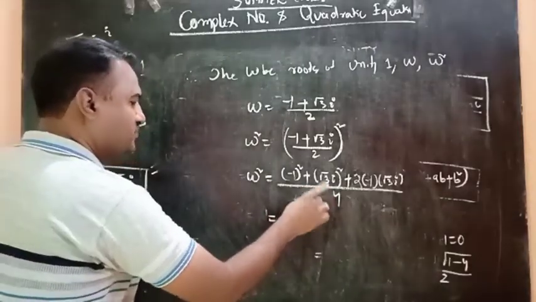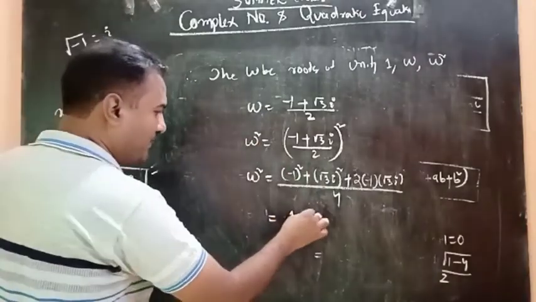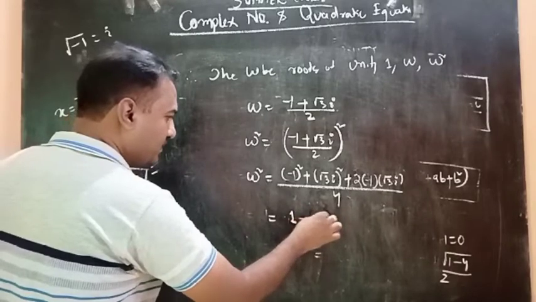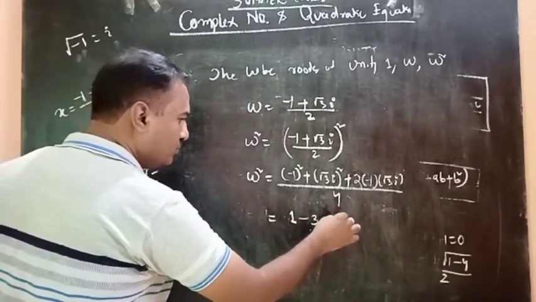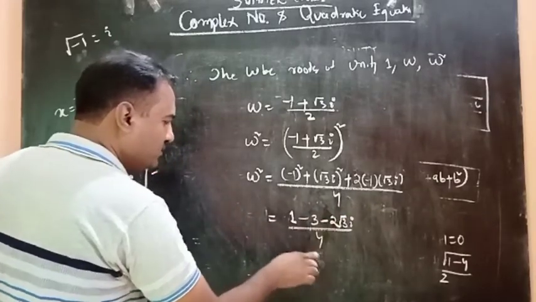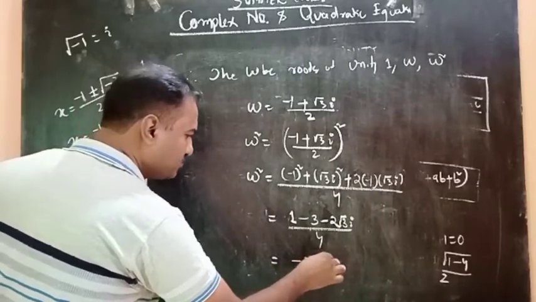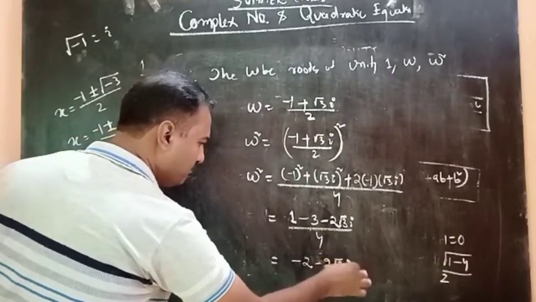So root 3 i whole square will be how much? Root 3 square means 3, i square means minus 1. So it will be minus 3. Then it will be minus 2 root 3 i, by 4. Any doubt, students? So 1 minus 3 is minus 2, minus 2 root 3 i by 4.